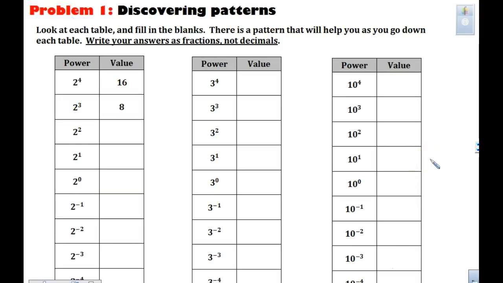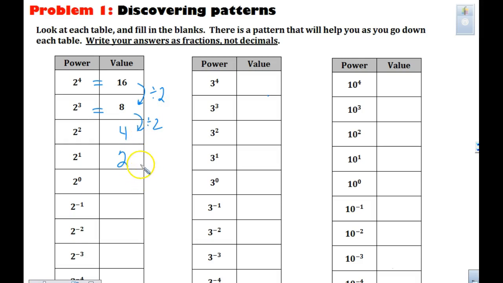So as you are looking at this page, they started this first one and it says, look at it, take the table and fill in the blanks. There is a pattern that will help you as you go down each table. So 2 to the 4th equals 16, 2 to the 3rd equals 8, 2 to the 2nd is 4, 2 to the 1st, 2. What's happening to go from 16 to 8? What are you doing? Dividing by 2. 8 to 4, we are dividing by 2.